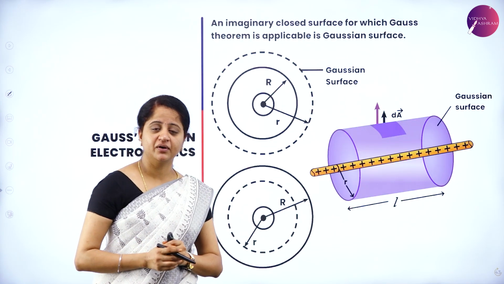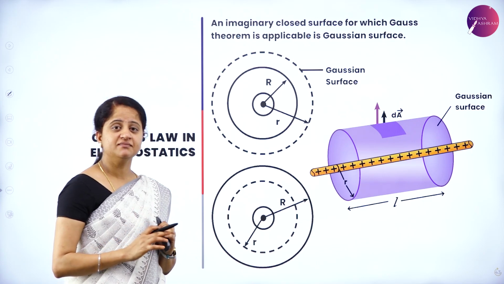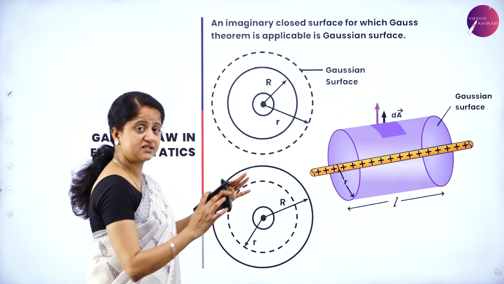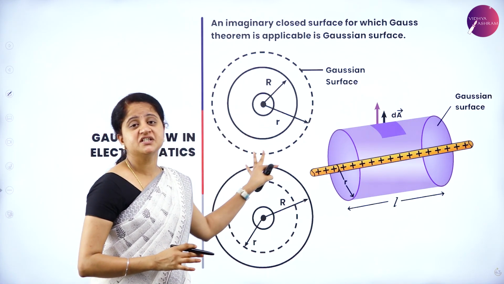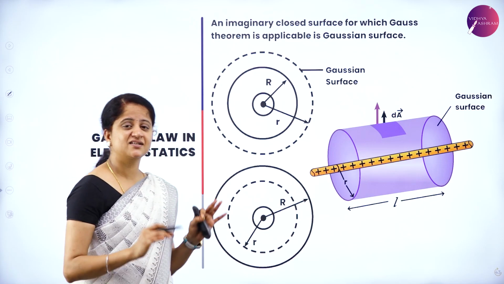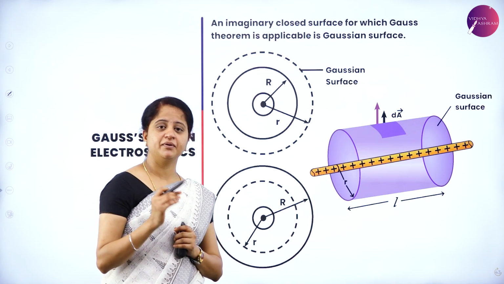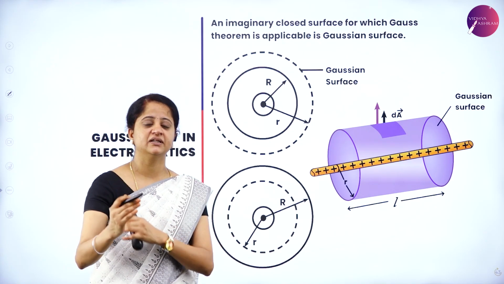It's very important to understand the term called Gaussian surface in the study of Gauss law. So what is the meaning of Gaussian surface? You can observe here I have different types of imaginary surfaces. So it's an imaginary surface for which the Gauss law is applicable, called a Gaussian surface, or this Gauss law is applicable to any shaped or any sized surfaces. That's one of the advantages over Coulomb's law.